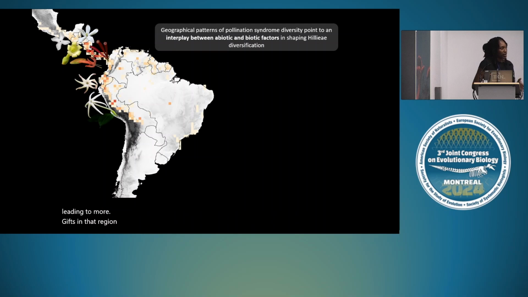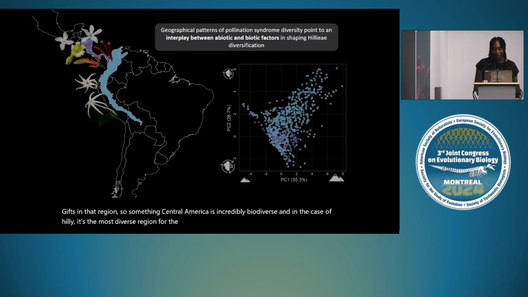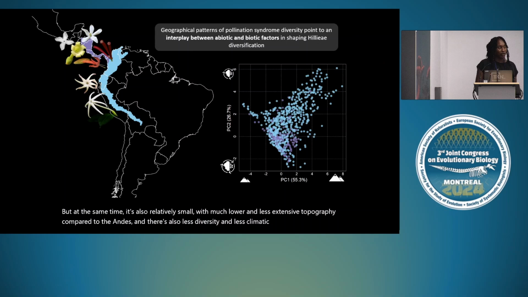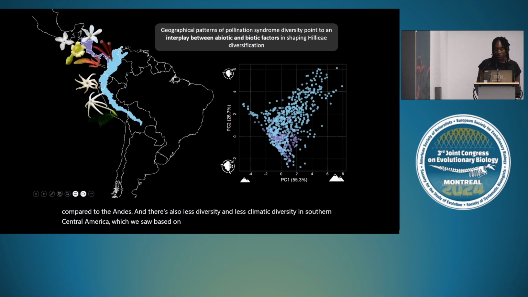So southern Central America is incredibly biodiverse, and in the case of Hylia, it's the most diverse region for the group. But at the same time, it's also relatively small, with much lower and less extensive topography compared to the Andes. And there's also less climatic diversity in southern Central America, which we saw based on these PCA results. And so it's possible that species there compete more for pollinator resources just because they're packed more tightly together in that space. And so maybe switching between pollination modes is a way to facilitate coexistence between them.